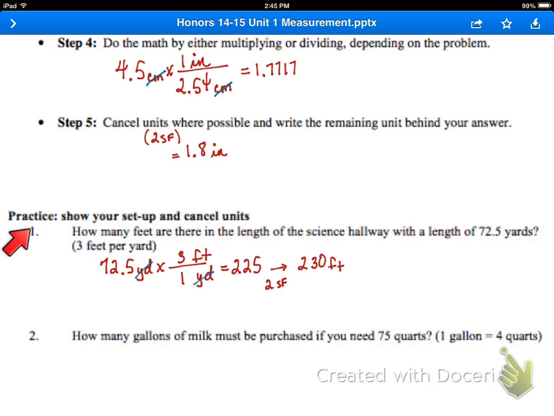For practice, go through and show your work and cancel the units and do the 2 problems that are on this page, and then continue the video. Pause the video, do the problems, and then continue the video and check your work. This one's already shown.